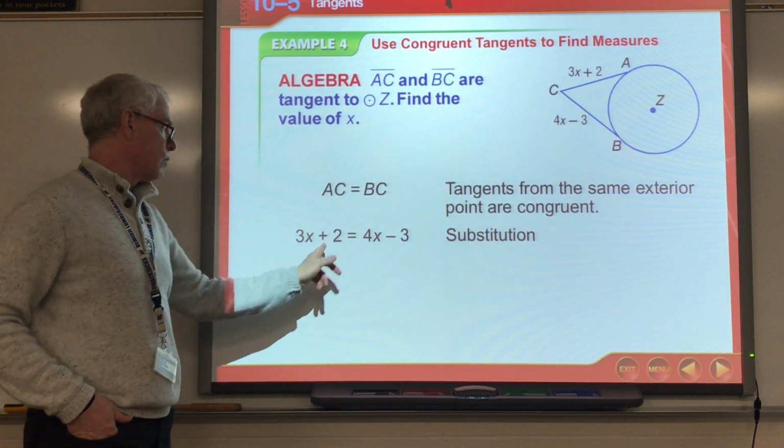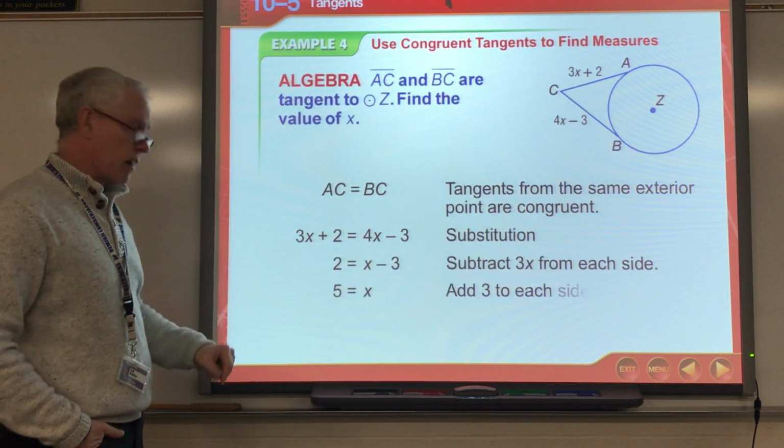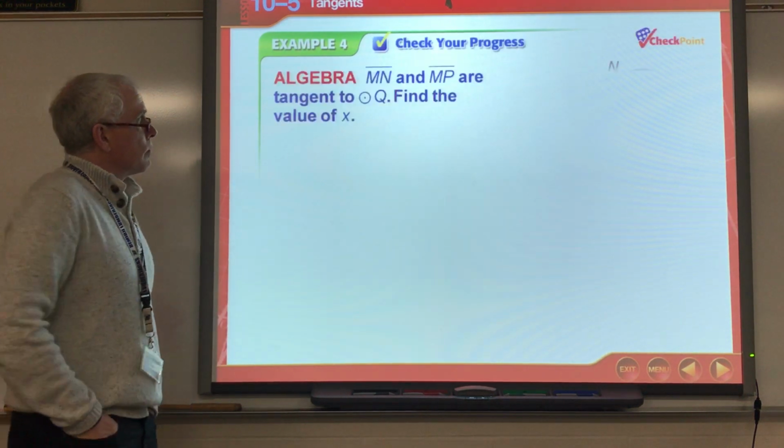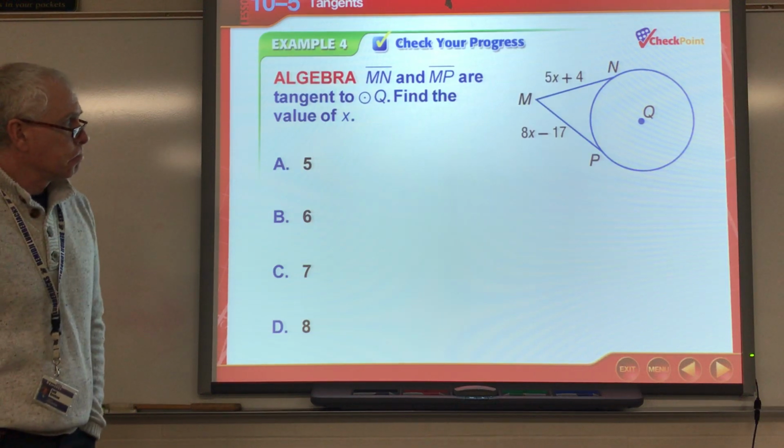Move the 3x over, move the 3 over. I get x equals 5. Pretty straightforward. I don't think you guys are going to have much trouble with that. Okay, so why don't you give it a shot really quick, see what you come up with.